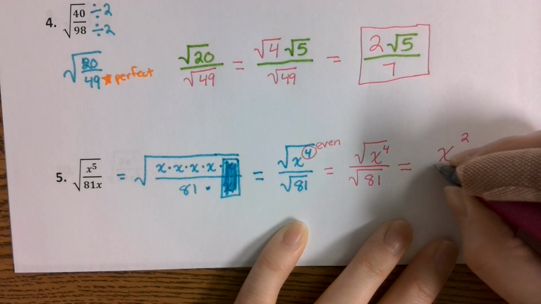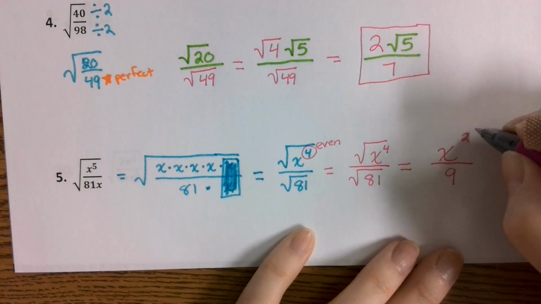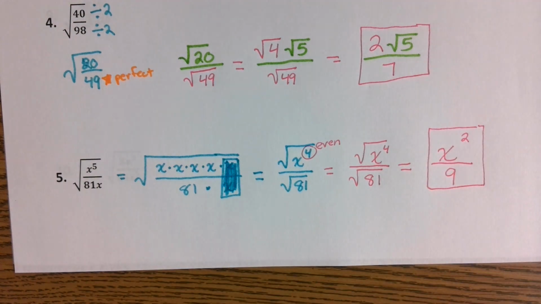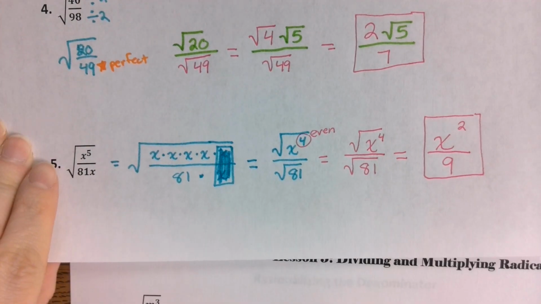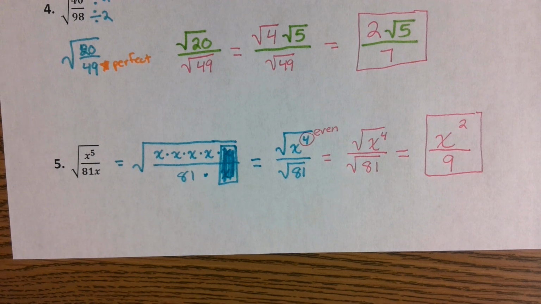X to the second. And what does 81 simplify to? 9. So we get x squared over 9. Okay, I want you to go ahead and try on the back. I want you to try problems 6 through 10 on your own. Try 6 through 10 on your own.